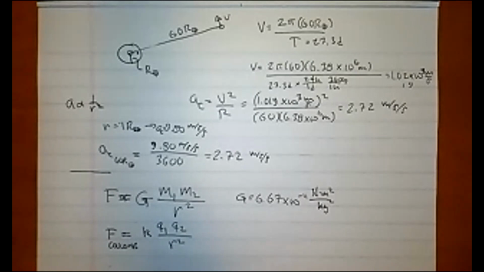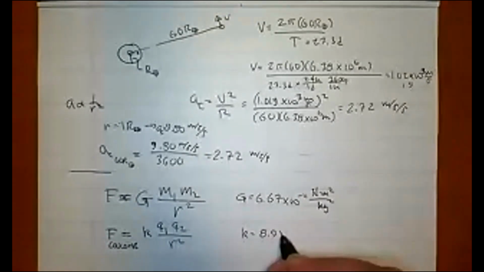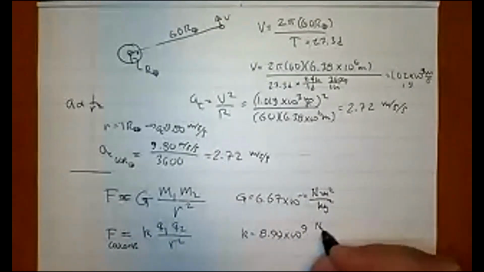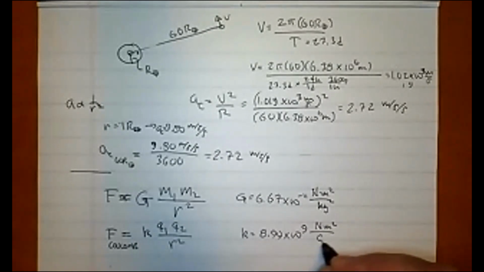Now, here's the big difference. K is equal to 8.99 times 10 to the 9th, not negative 9th, 10 to the 9th, Newton meters squared per Coulomb squared. So you can see the forces are exactly similar.